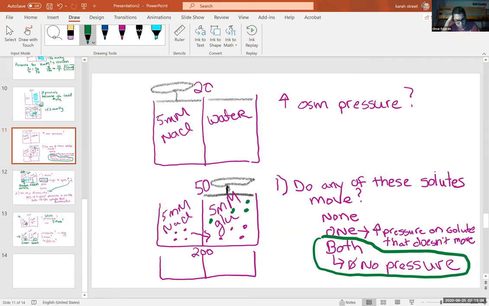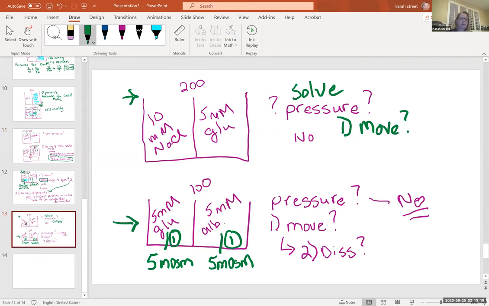So here we have a molecular weight cutoff of 200. Both can move. So if they can move, they will diffuse. If the solutes can diffuse, then water will not have a net movement. We saw this in activity 3. Experiment number 3, when we had sodium chloride with a 50 molecular weight cutoff.